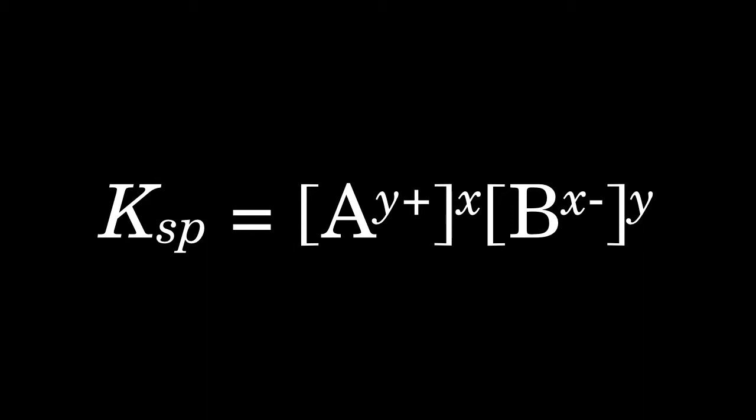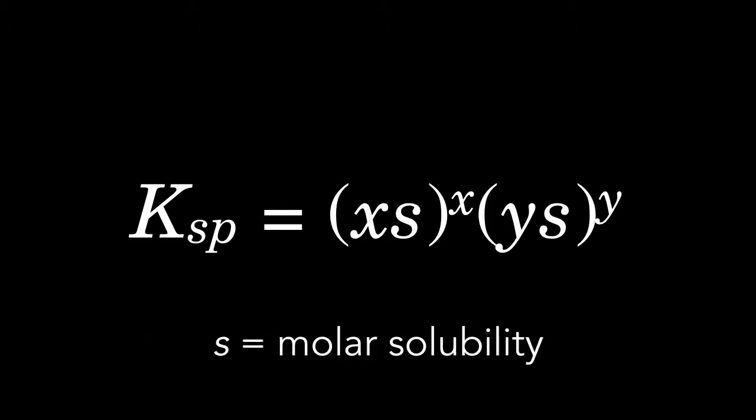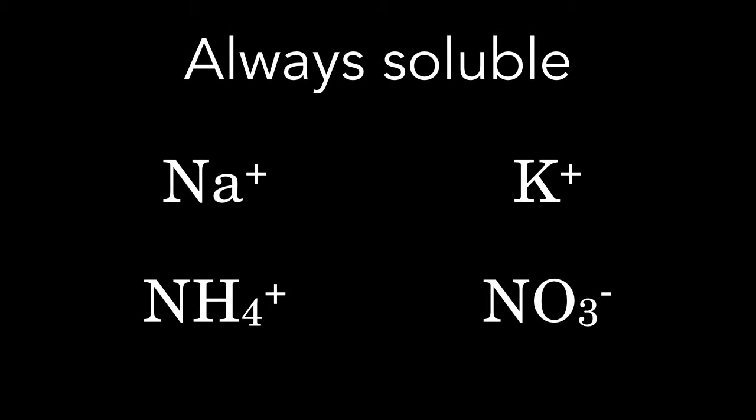It should be noted that Ksp is not the same as solubility. Solubility is determined using the Ksp expression and solving for a single concentration using algebra like this. I have denoted molar solubility as the variable S. Although full knowledge of solubility rules are not necessarily required anymore on the AP exam, it is important to note that all sodium, potassium, ammonium, and nitrate salts are soluble in water.